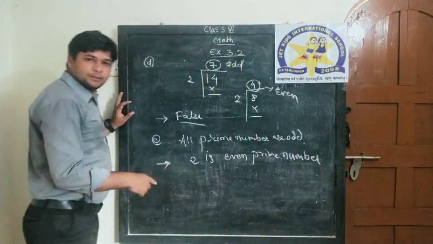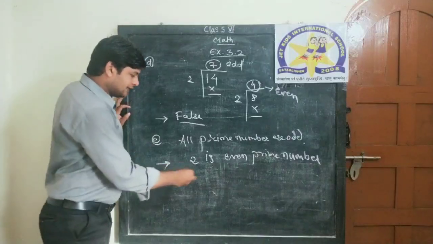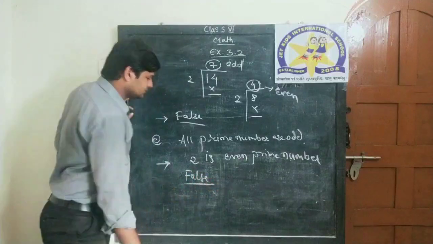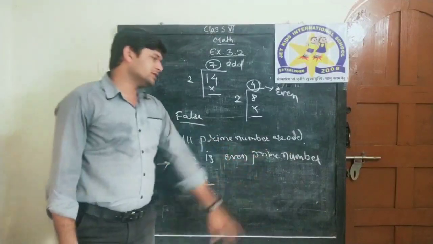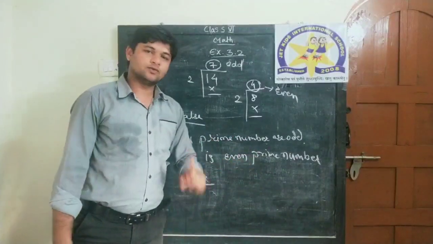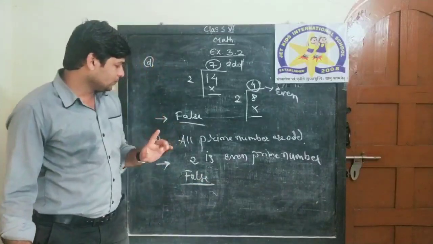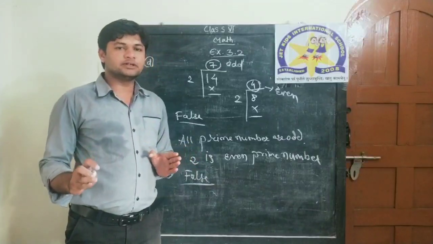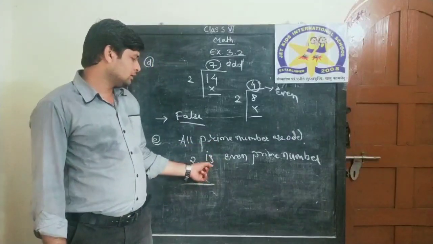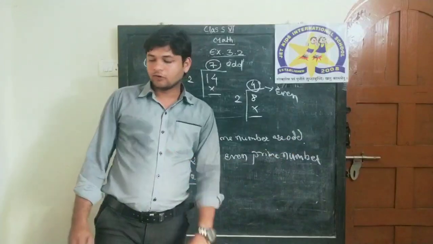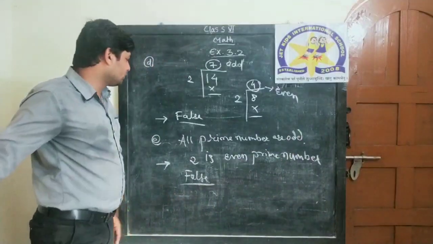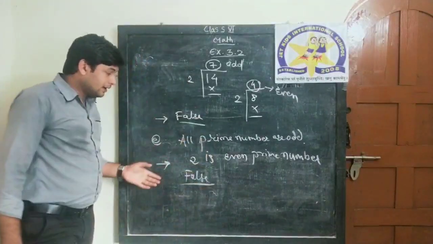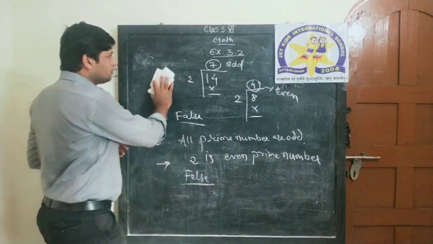Clear? 2 is a prime number and it is also even. That's why this statement is false. Clear? All prime numbers are not odd. Except 2, all the prime numbers are odd. 2 is an even number. Clear? We already discussed that property in the previous video. Okay, so we discussed E. Let us move forward. In the same manner you have to write the answer in your notebook. Maintain it properly.